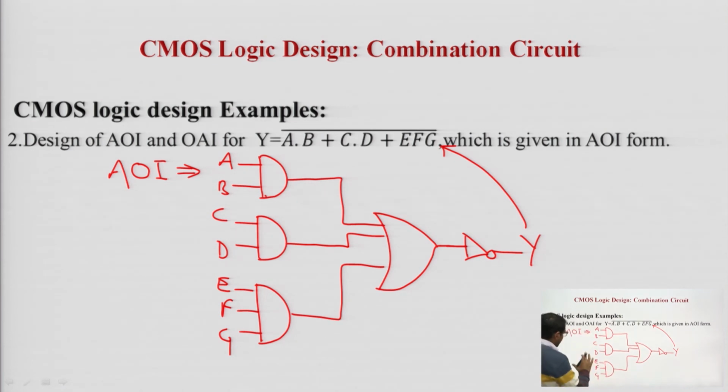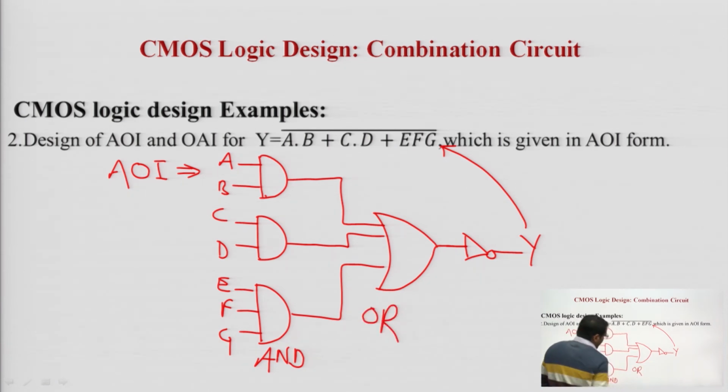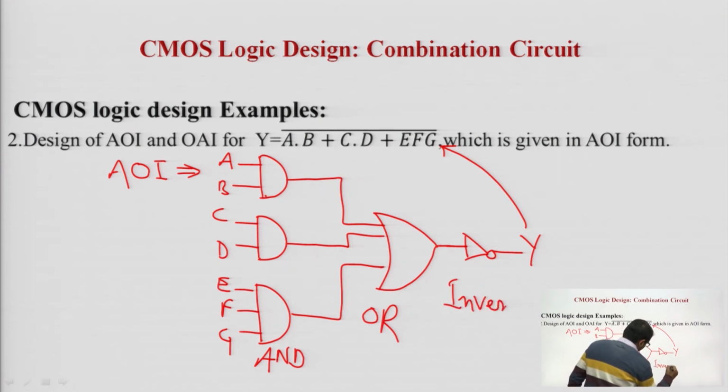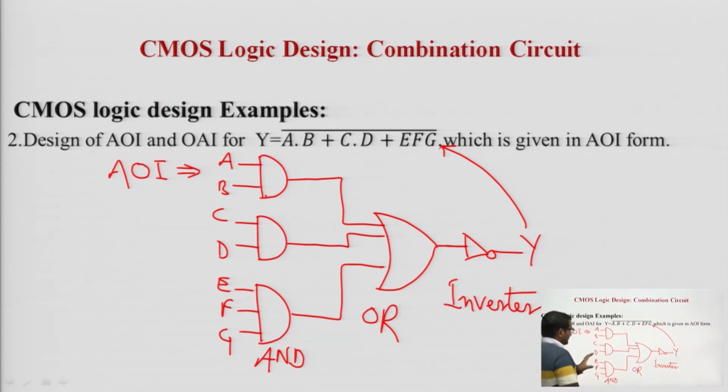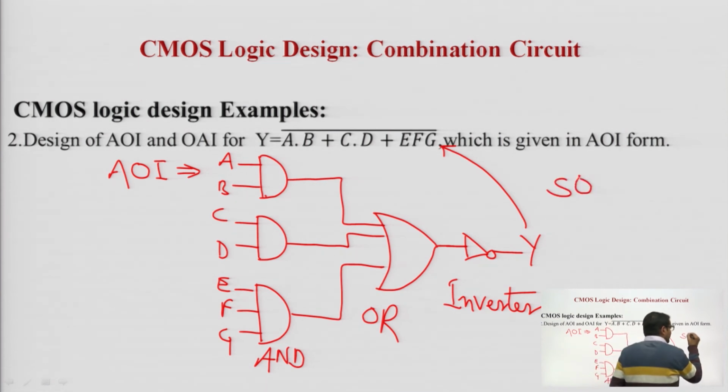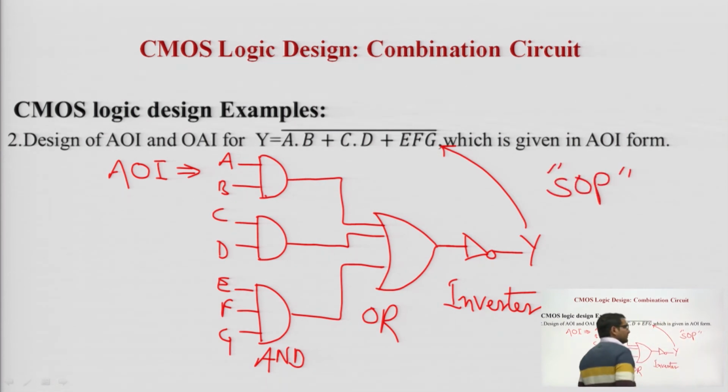AOI means the first stage is the AND gate, the second is the OR gate, and the third and last stage is the inverter. It basically gives the SOP form of a Boolean function, sum of product. This is called AOI. The designing of CMOS logic is simple, as we discussed in the previous slide. We start with A, B in series, then C and D in shunt, E, F, G in series, and shunt to A, B and C, D.